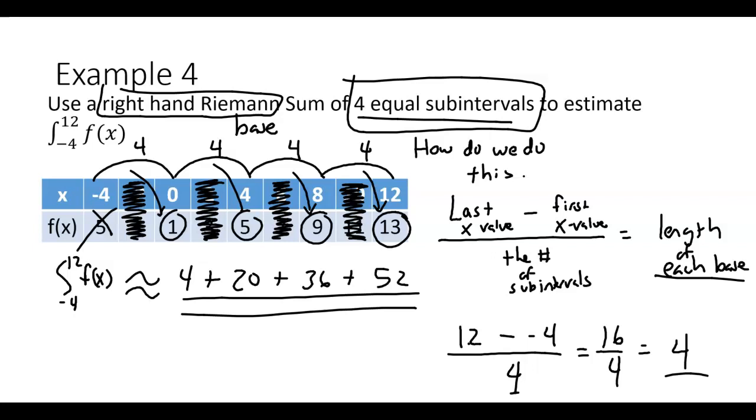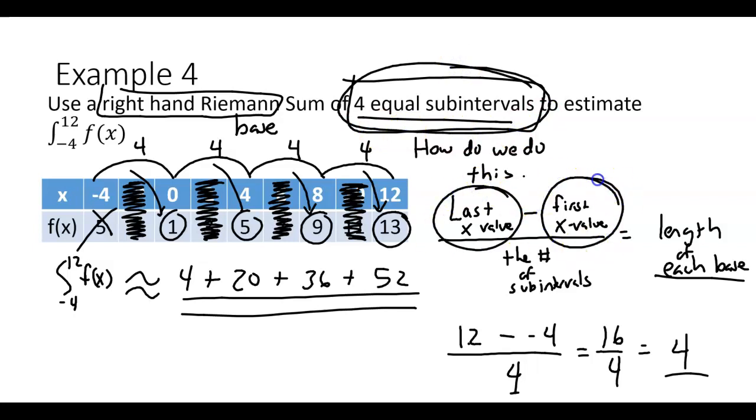But let's review for example 4. What made example 4 special is that they wanted us to create a certain number of rectangles. So you take your last x value and you subtract from it your first x value and you divide by however many subintervals that they want. And that will tell you the base of each rectangle. So starting on the left, add that much every time. And that will tell you which pieces to ignore. And then once you've done that, just do it the way we have been.